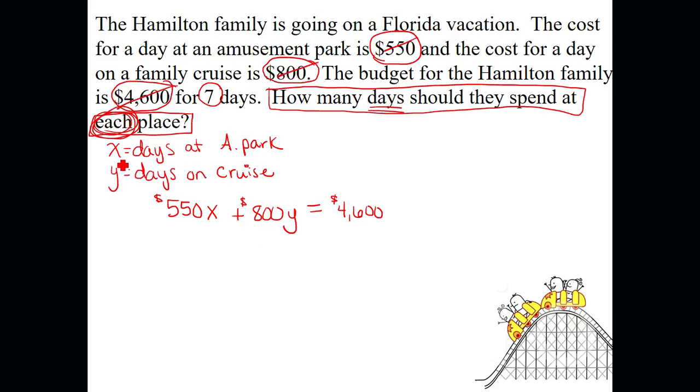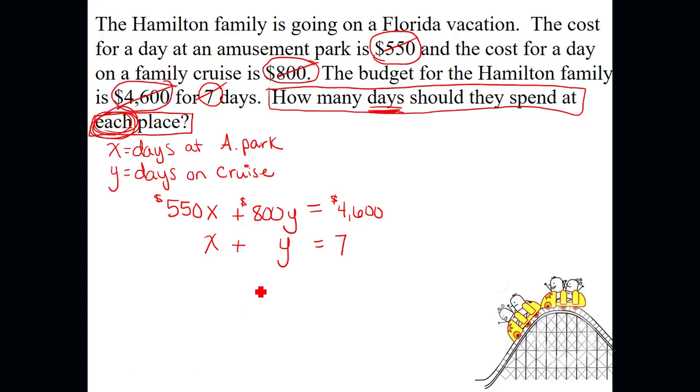Well, keep in mind that x is the number of days at the amusement park and y is the number of days on a cruise. So if we just added the days at the amusement park plus the days at the cruise, it has to equal 7. They have 7 days of vacation. So these are our two equations. We've used all the numerical values now, and now we're going to solve to find out how many days we should spend at each place.